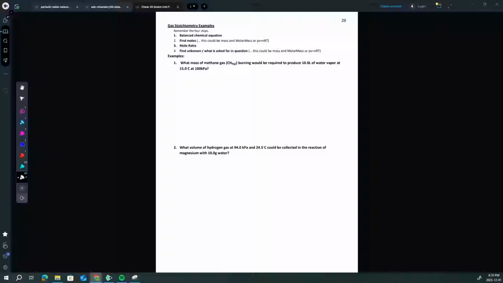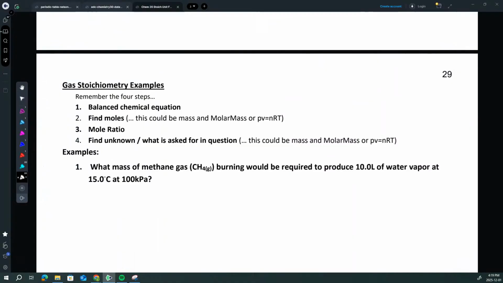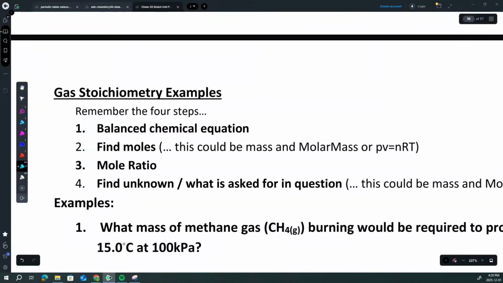In this video, we're going to go over how to do stoichiometry calculations when gases are involved. So the great news about stoichiometry questions is that you're generally doing the same 4 steps for every single question. It's just which formulas you use are going to change slightly depending on what you're given. Going over the 4 steps again, the first step is always to write a balanced chemical equation.